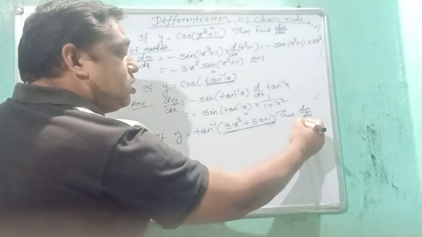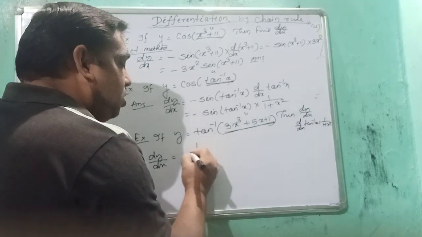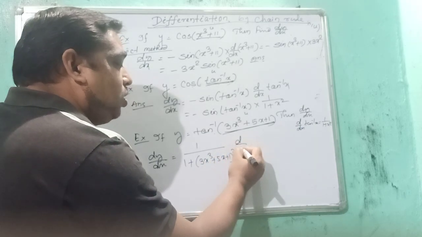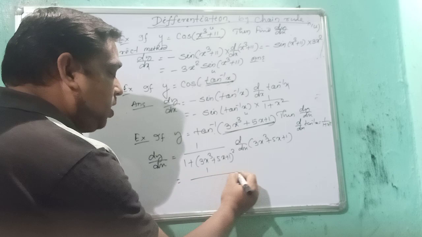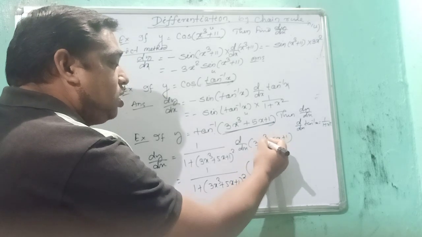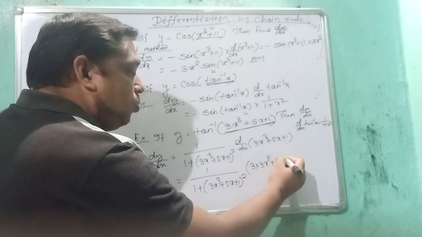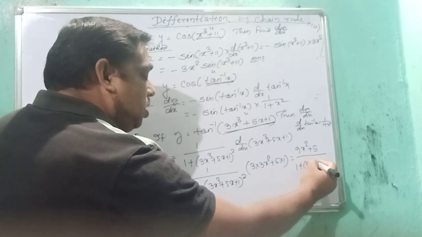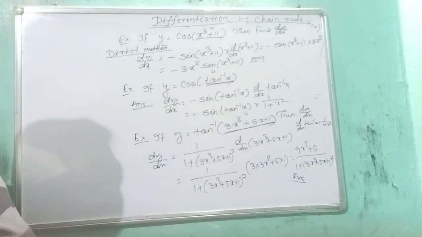Already you know the derivative of tan inverse x is 1 by 1 plus x square. So its value is 1 by 1 plus (3x cube plus 5x plus 1) whole square, into the derivative of 3x cube plus 5x plus 1. The derivative of x cube is 3x square, so 3 into 3x square plus 5 into 1. So its value is 9x square plus 5 divided by 1 plus (3x cube plus 5x plus 1) whole square, which is the required answer. So the direct method you can solve like this.